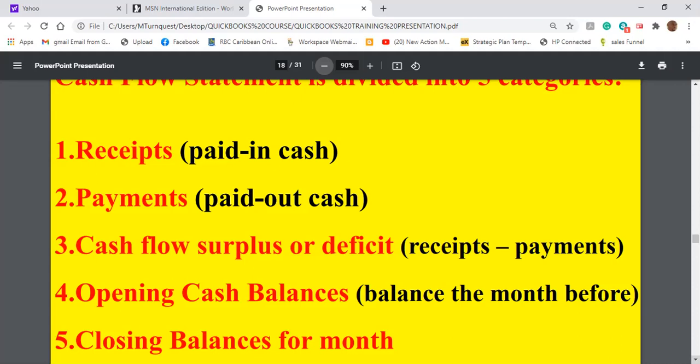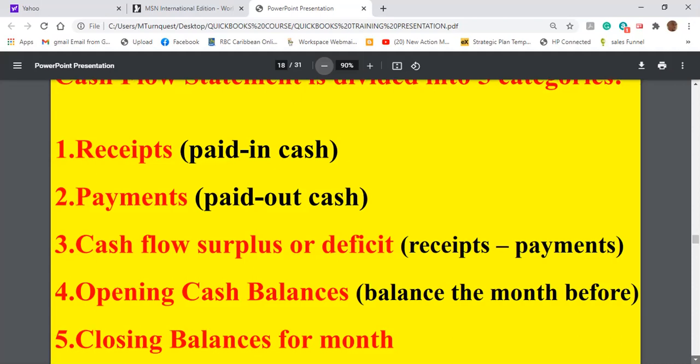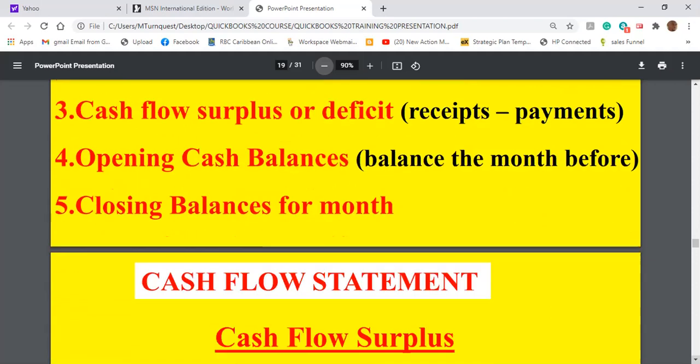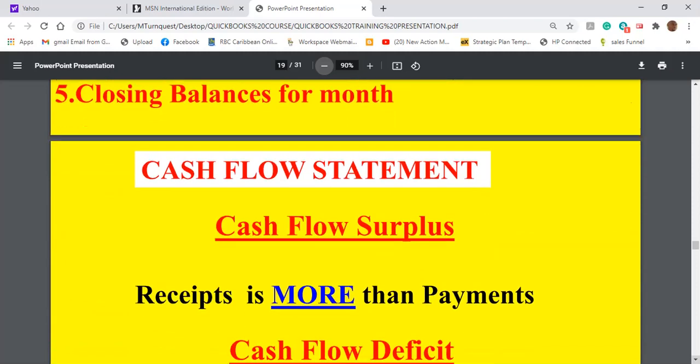Which is so important. You're never supposed to mix up your daily cash with cash paying in and out. You should always establish a petty cash system, and that's like the third or fourth class we will deal with. And the cash flow statement.